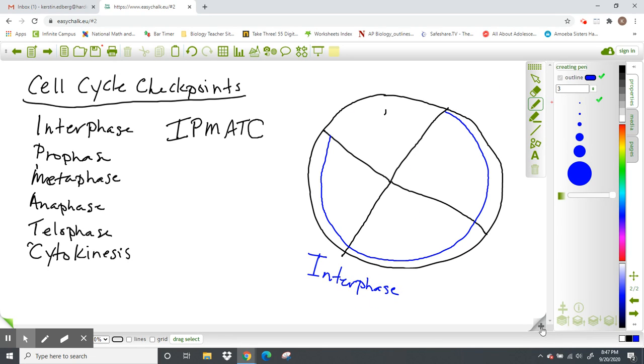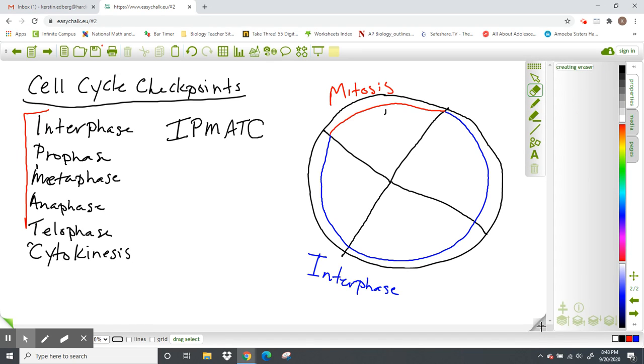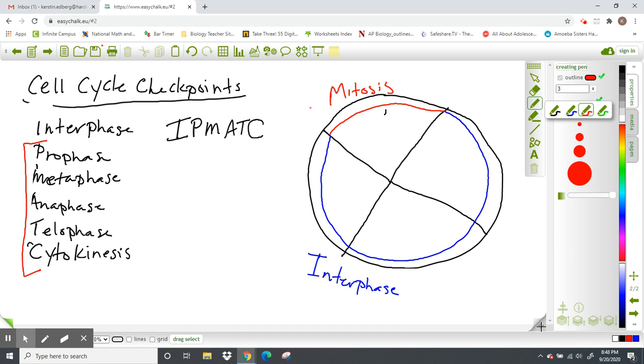This part here, I'm going to do in red, is what we consider collectively mitosis, or the mitotic stages. Those mitotic stages are these, oops, I'm sorry, got a little bit out of my own way here. Those mitotic stages, let's try this again, are prophase, metaphase, anaphase, telophase, and cytokinesis. That's what fits in this red area here.